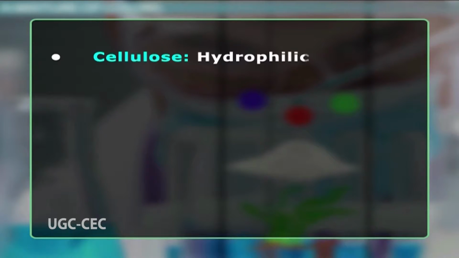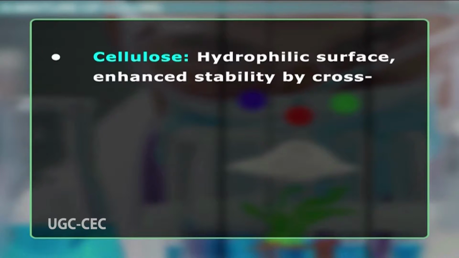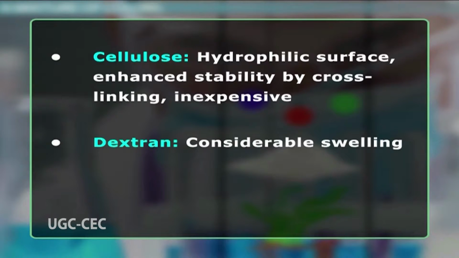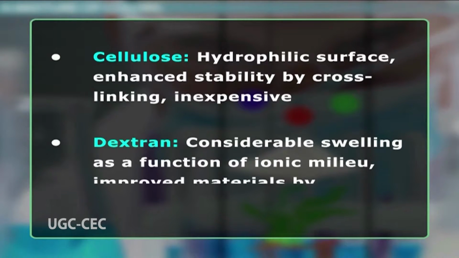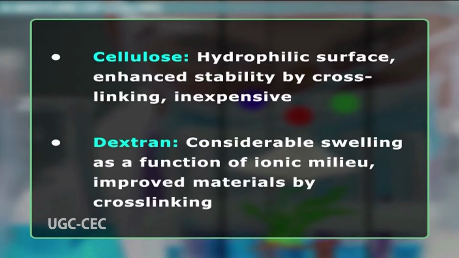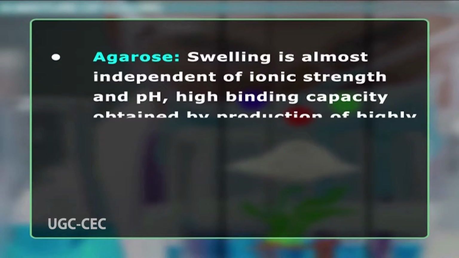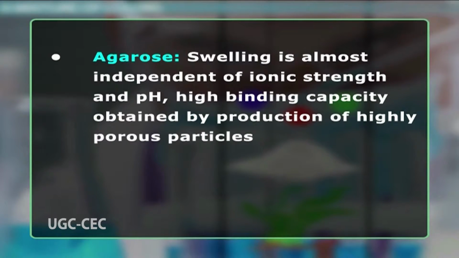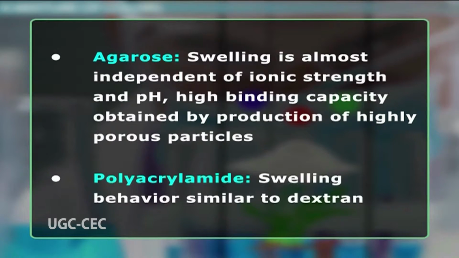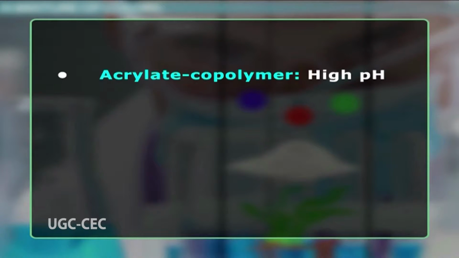The next is matrix materials, which include cellulose: hydrophilic surface, enhanced stability by cross-linking, inexpensive. Dextran: considerable swelling as a function of ionic milieu, improved materials by cross-linking. Agarose: swelling is almost independent of ionic strength and pH, high binding capacity obtained by production of highly porous particles. Polyacrylamide: swelling behavior similar to dextran. Acrylic copolymer: high pH stability.